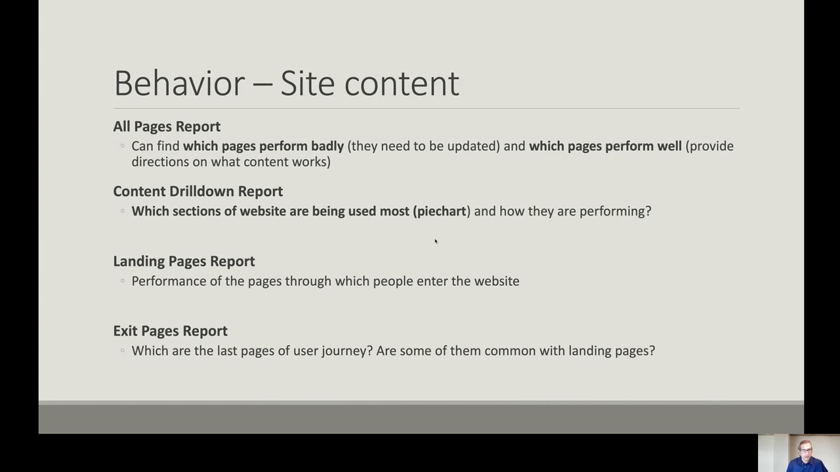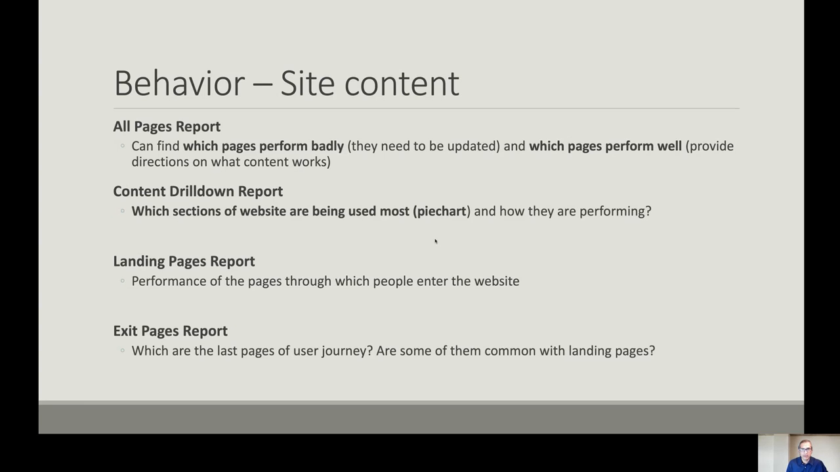Now the all pages report, as the name itself says, is a report about the performance of each page on the website. By looking at this report, we are able to understand which pages perform badly in terms of metrics that are of interest to the business, like, for example, bounce rate, and also which pages perform well. By developing this understanding, we are able to identify what pages need an update in terms of either the information that is there on the page or in terms of how the information is presented on the page, right?